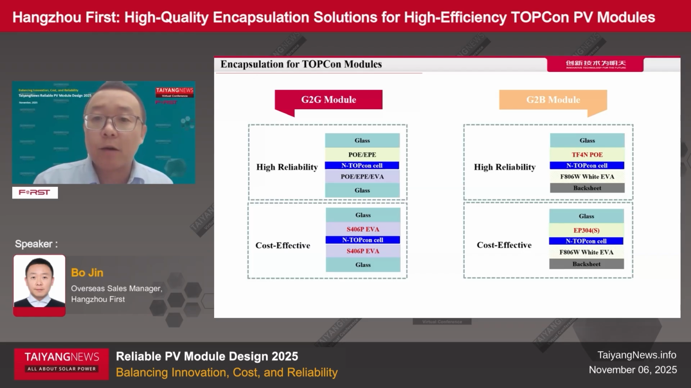And when it is about the glass-to-backsheet TOPCon module, we suggest to use the special POE from our company, TF4N, as high reliability solution. And on the back side, you can use either white EVA or anti-acid EVA. As a cost-effective solution, the front side can be replaced with anti-acid EP material.